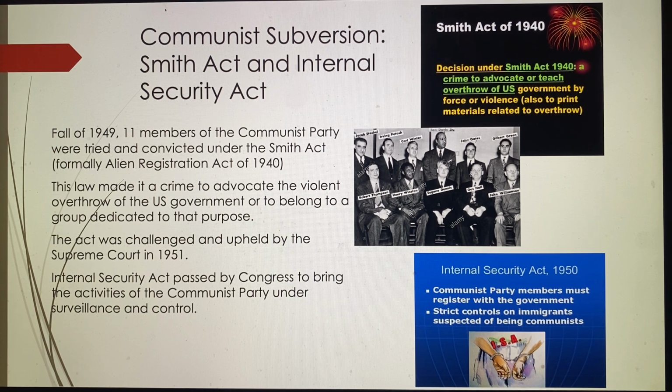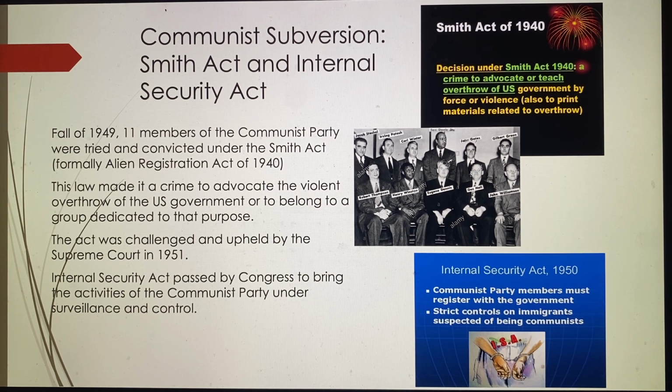Communist subversion: the Smith Act and the Internal Security Act. These are pretty important. In the fall of 1949, 11 members of the Communist Party were tried and convicted under the Smith Act. The Smith Act was formerly the Alien Registration Act. This law made it a crime to advocate the violent overthrow of the United States government or to belong to a group dedicated to that purpose.